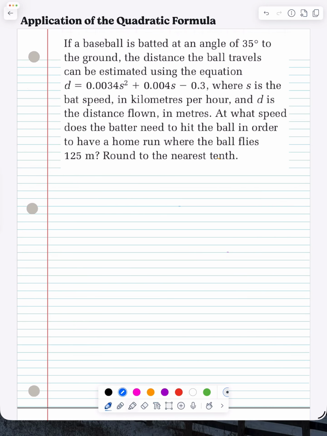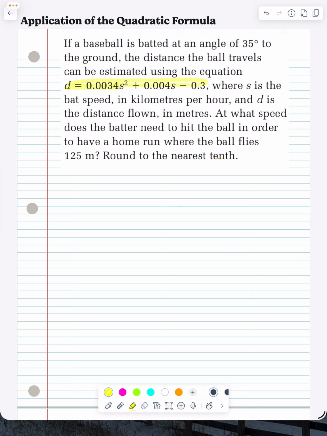If a baseball is batted at an angle of 35 degrees to the ground, the distance the ball travels can be estimated using the equation given, where S is the speed, the bat speed in kilometers per hour, and D is the distance flown in meters. What speed does the batter need to hit the ball in order to have a home run where the ball flies 125 meters? So let's highlight important information.